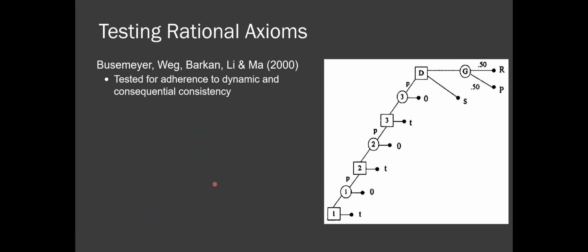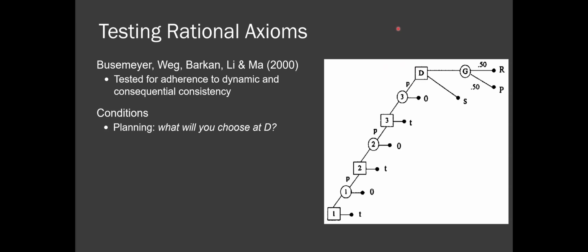And a classic example of this approach of testing rational axioms is shown by the 2000 paper by Bussmeier and colleagues, where they were testing for people's adherence to dynamic and consequential consistency. What they did was compare choices across a couple of different conditions. So in a planning condition, they asked you, before you begin solving this tree, what are you going to do if you end up at this final decision node?